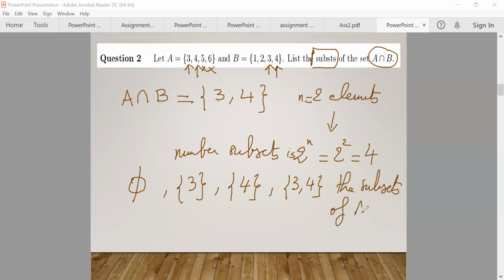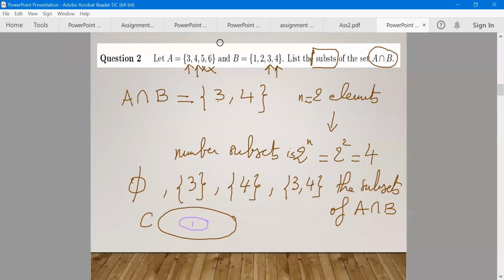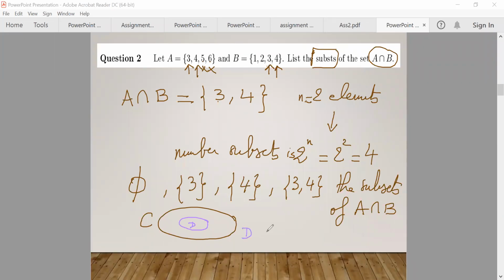Remember what subset means. If this set we call C, a subset is a set included in C. So D is a subset of C. All the elements of D are elements of C.